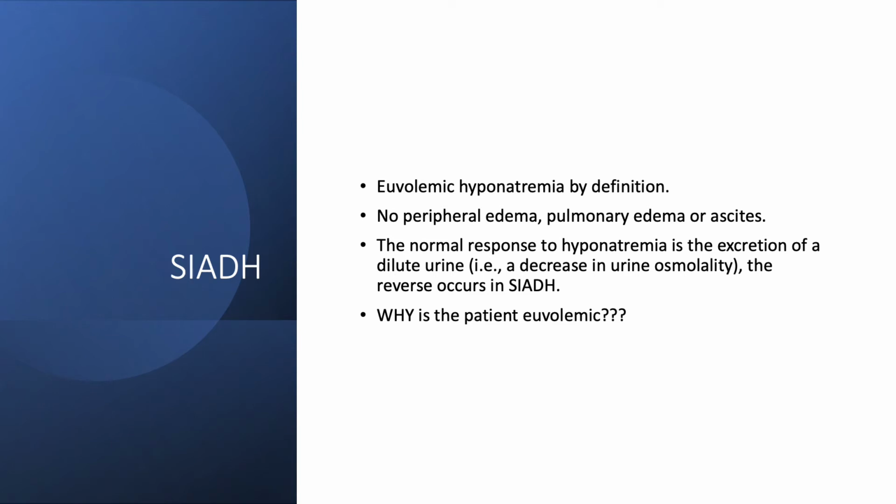So what's going on here, because of the secretion of vasopressin or ADH, instead of having a dilute urine, you're going to have a concentrated urine with hyponatremia. In other words, normally with hyponatremia, you shut off your ADH secretion, and all that excess water goes into the urine. You have a decrease in urine osmolality. The urine is diluted due to water. But with SIADH, the reverse happens. The urine is concentrated. It has sodium in it.